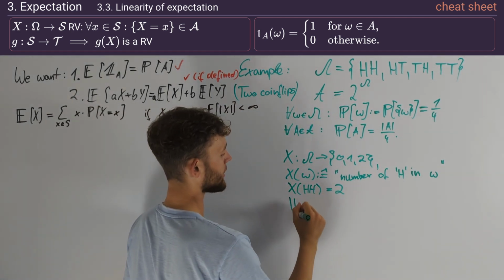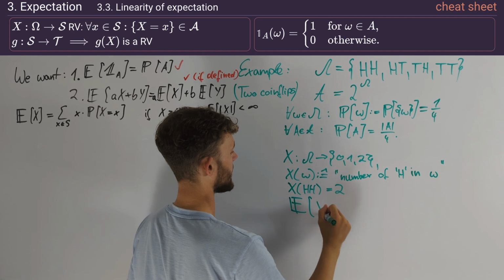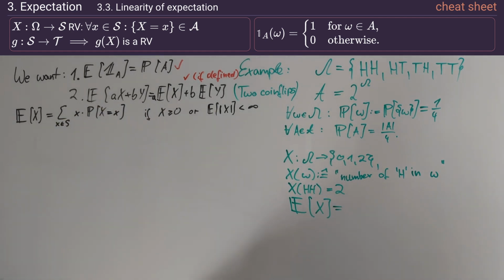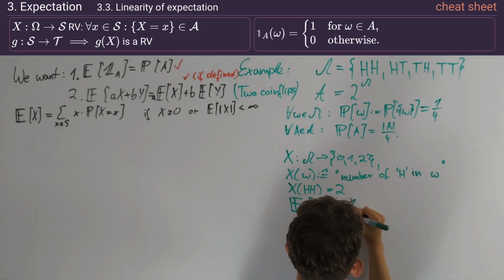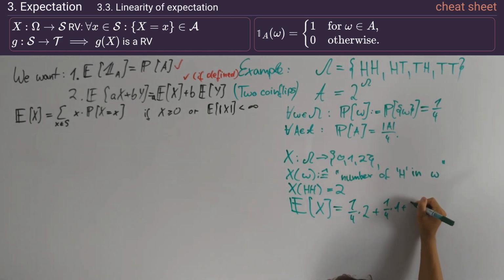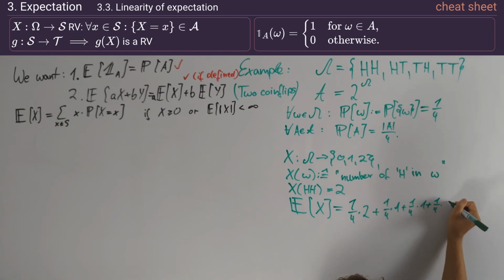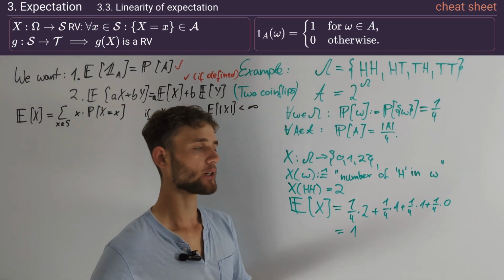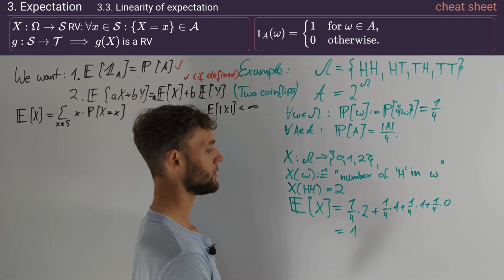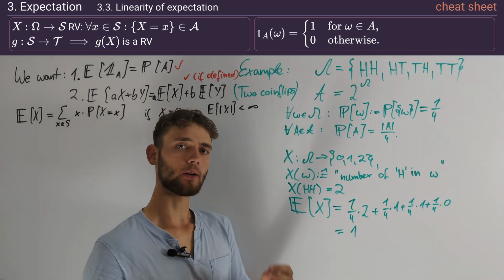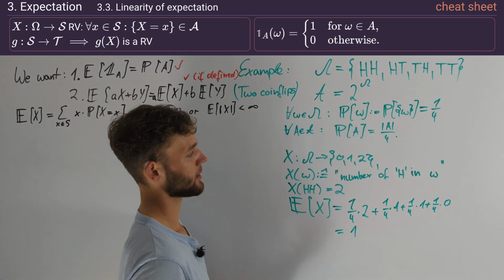Namely, I will evaluate the expectation of the random variable X. Since it is clearly defined, we can just plug in the definition to obtain 1/4 times 2 plus 1/4 times 1 plus 1/4 times 1 plus 1/4 times 0, which in total is 1. This also matches our intuition because with two 50-50 coin flips, we expect to see one head. Interestingly, I think our intuition uses linearity of expectation here.